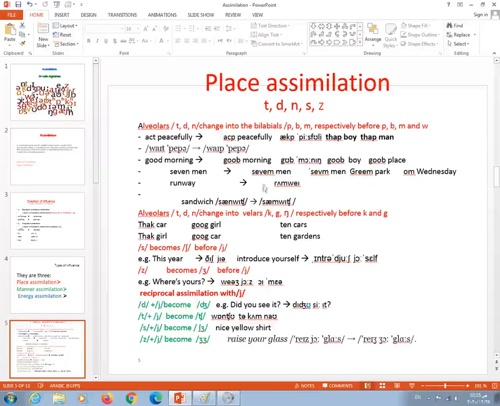Runway. Look at this example also: sandwich. There's no D. It's sandwich, with n followed by wa, and here we apply the rule, so we say sandwich. So we can conclude this very important part here. T, d, na will change into p, m, b, m after or before these four consonants p, b, m, and w.